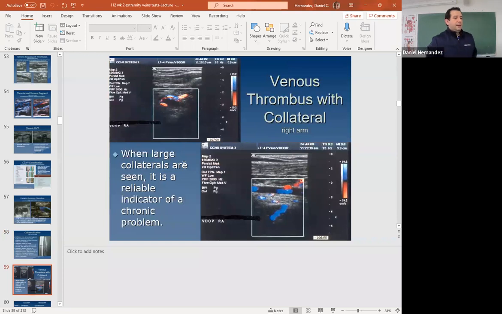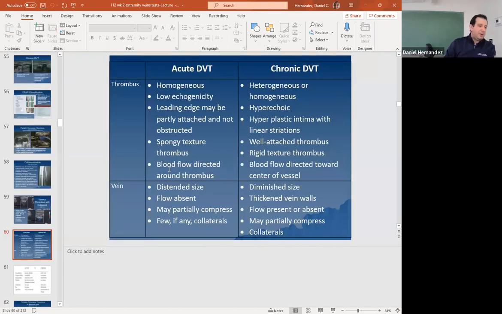So when collaterals appear large and are seen, it is a reliable indicator of a chronic problem. So just remember, if it's acute DVT, the body hasn't really had a chance yet to form those collateral pathways. So you may only see small collaterals, where if we visualize large collaterals, it can indicate a chronic problem.